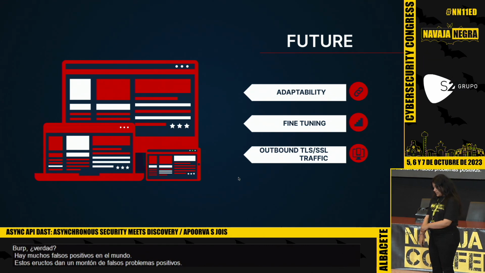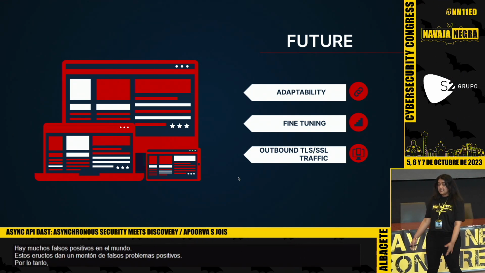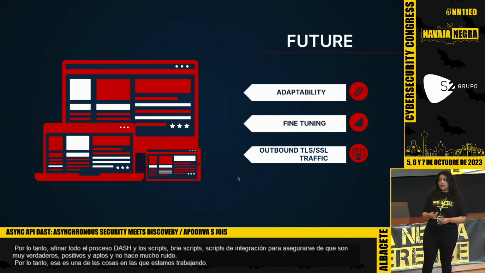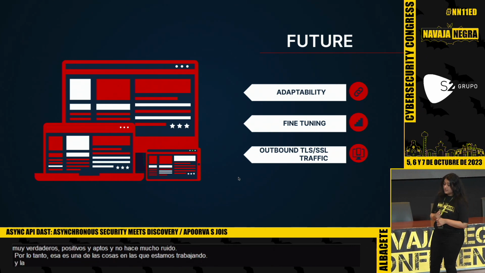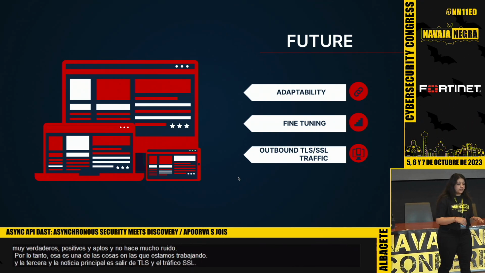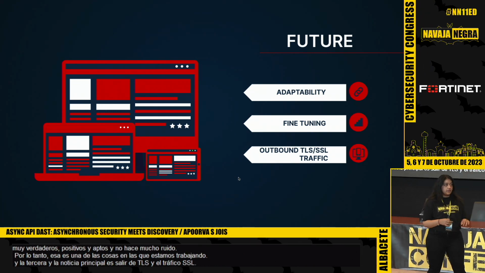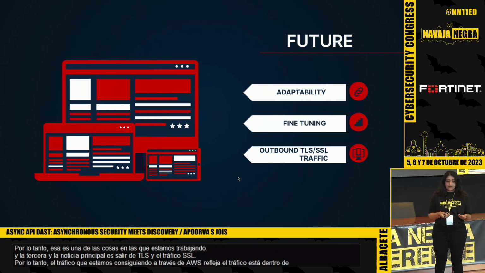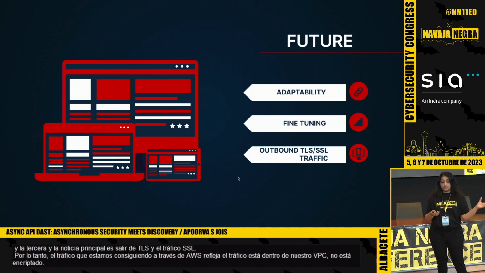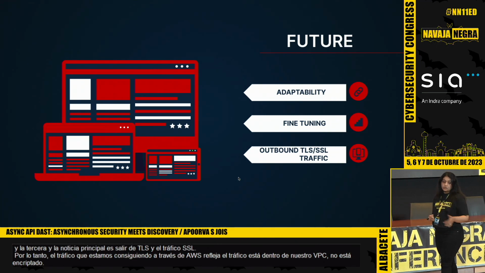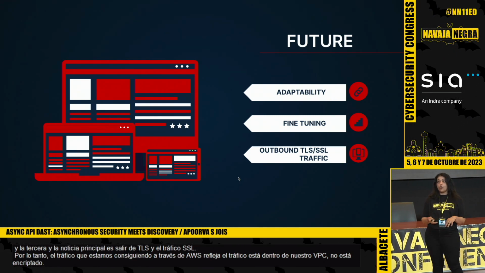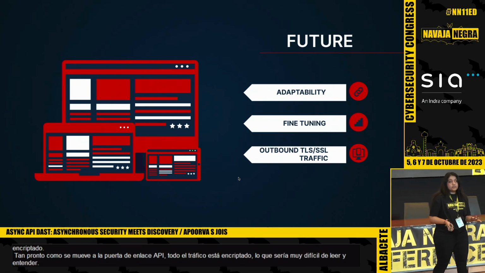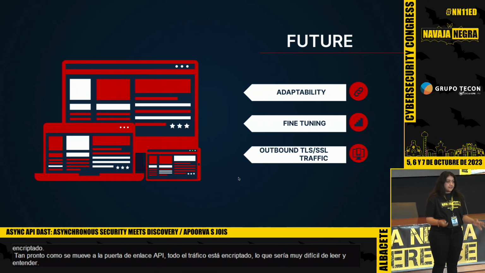And the third and main thing is getting outbound TLS and SSL traffic. The traffic which we are getting through AWS traffic mirroring is inside our VPC, so it is not encrypted. As soon as it moves to the API gateway, the entire traffic is encrypted, which would be very hard to read and understand. We are trying to figure out a workaround for this. If we do that, we can find out all the third-party integrations that are happening in the app, so we don't have to manually check anything, which would make things very easy.